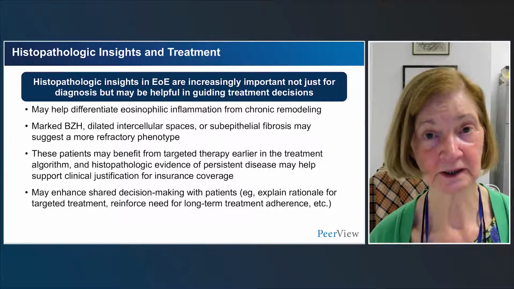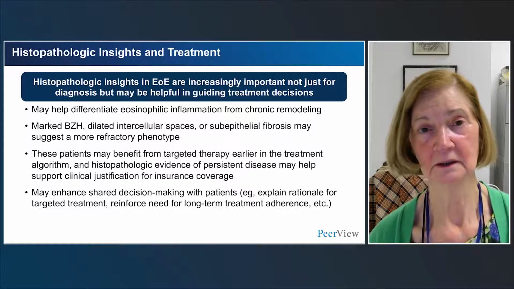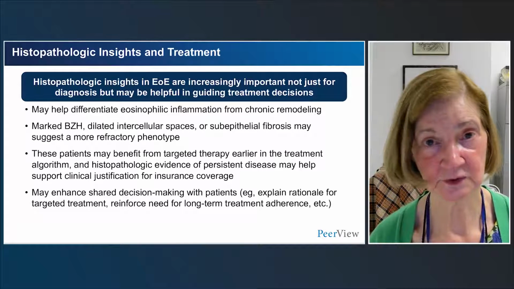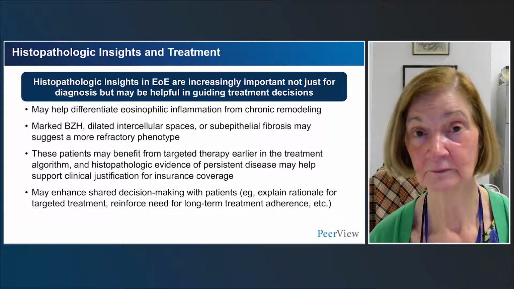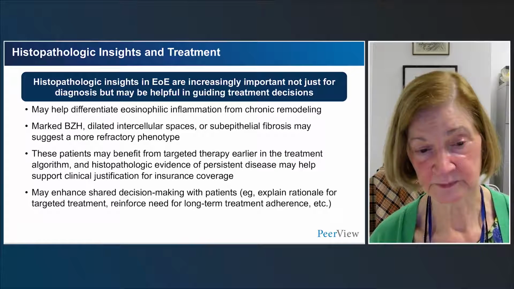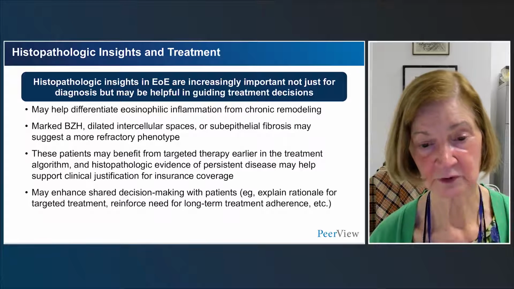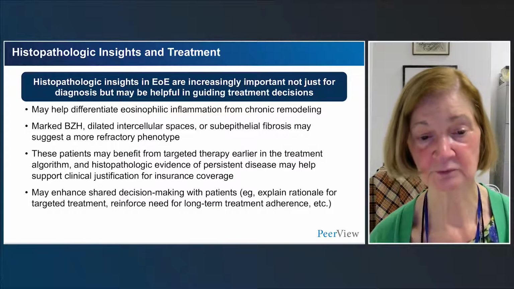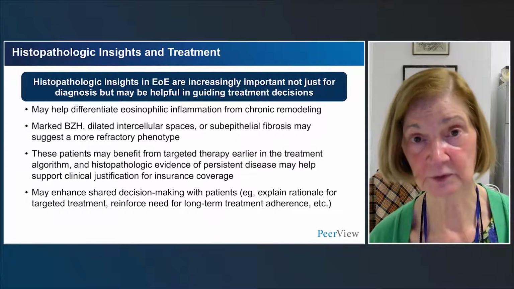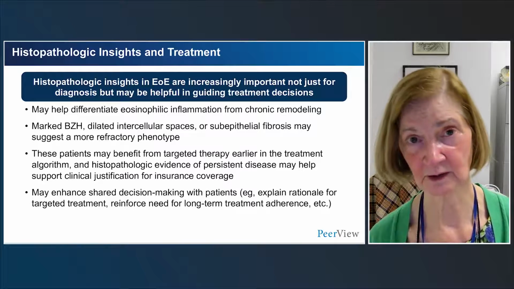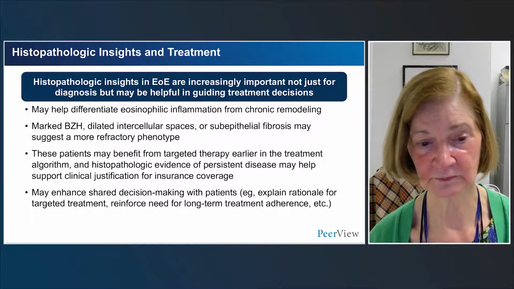The inflammation may be getting better with the treatment, but the structural and architectural abnormalities, such as basal zone hyperplasia and dilated intercellular spaces, may not be improving. And that may require attention. Marked basal zone hyperplasia, dilated intercellular spaces, subepithelial fibrosis or lamina propria fibrosis may suggest a more refractory phenotype, especially if they are persistent, and that's where a scoring system helps. You can look back and see how long those abnormalities have been there.